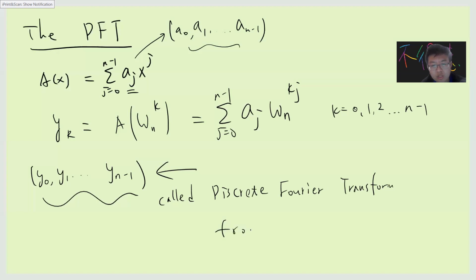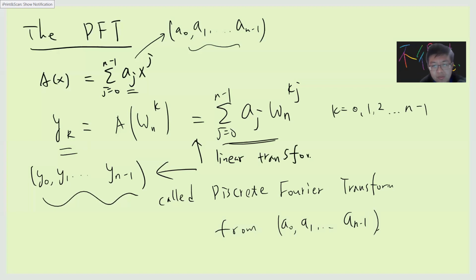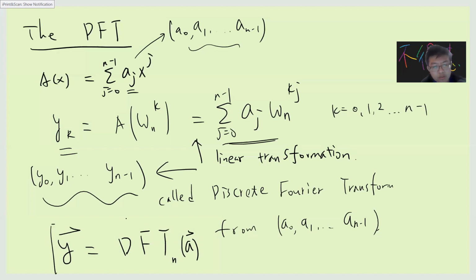From a_0, a_1, up to a_{n-1}. Okay, so mathematically, it's simple by definition that y_k is just this. Now, simply speaking, you just write down a matrix composed of these omegas, and it's just a linear transformation. So one can write y equals DFT_n times a. Okay, so now you should view a as a vector.